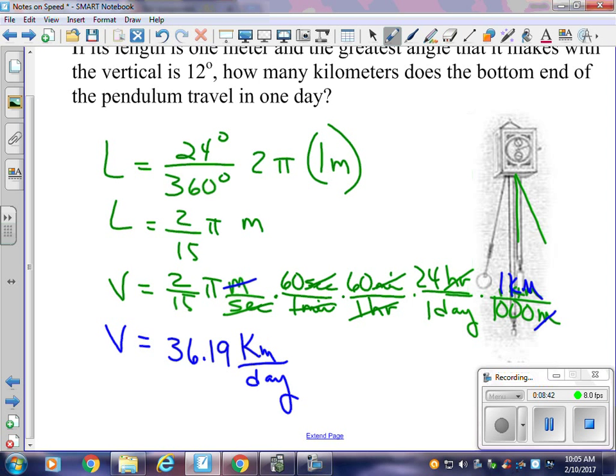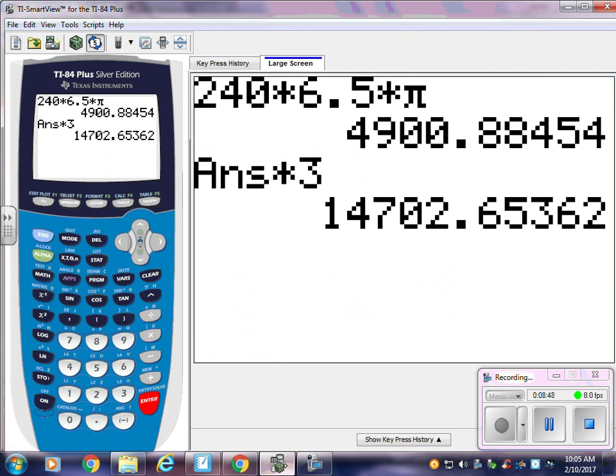Yeah, when you hit enter and hit divide, it puts the word Ans on your calculator. It puts the word answer on your calculator. So that means take that answer and plug it in.